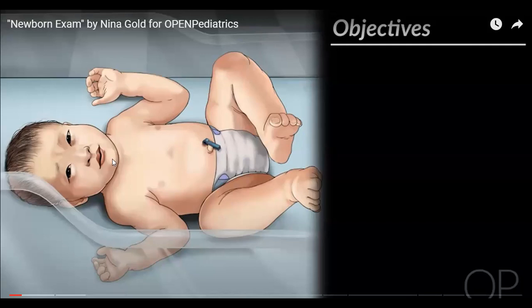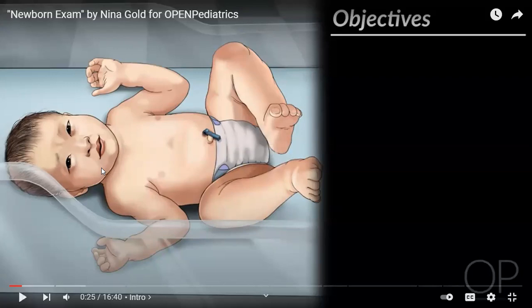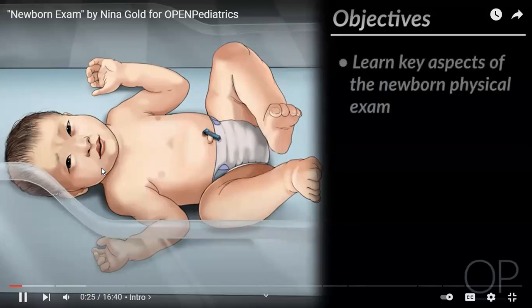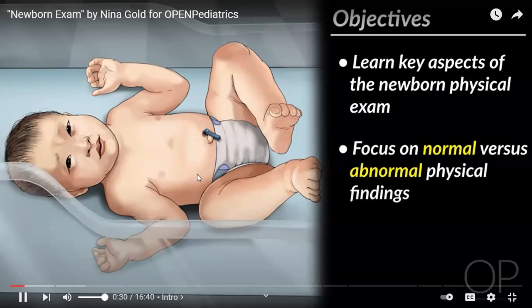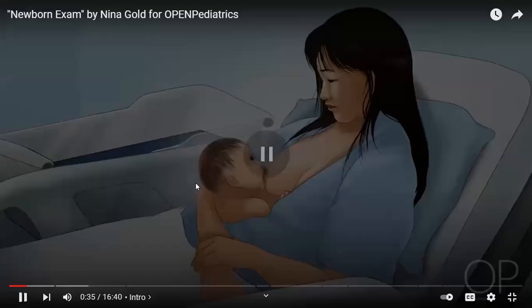So in these videos, we are going to explain how to examine newborn babies. These videos can help us to see the pictures, animation, and also some objectives, and what and how we can assess the newborn. The key aspects of the newborn physical exam, with a focus on normal physical findings versus those that might suggest a congenital anomaly or genetic condition.